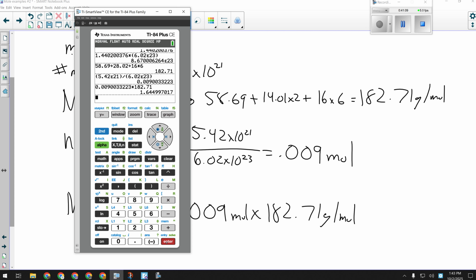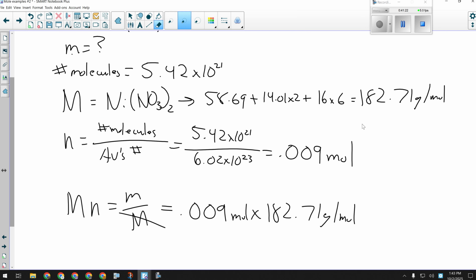I'm just a little confused because my calculator gave me 9 times 10 to the power of -3, and then... Right, which is the same number. It's the same? Yeah, that's the same number. Okay. Okay, so scientific notation. Let's just talk about that once we're done this one here, because that's a good question. Okay, so my final answer is 1.64 grams.